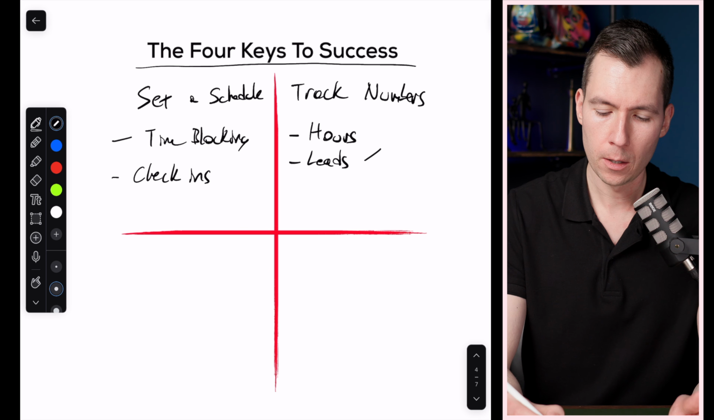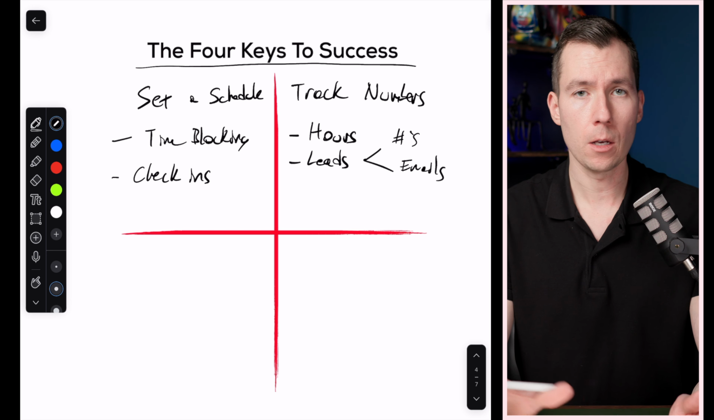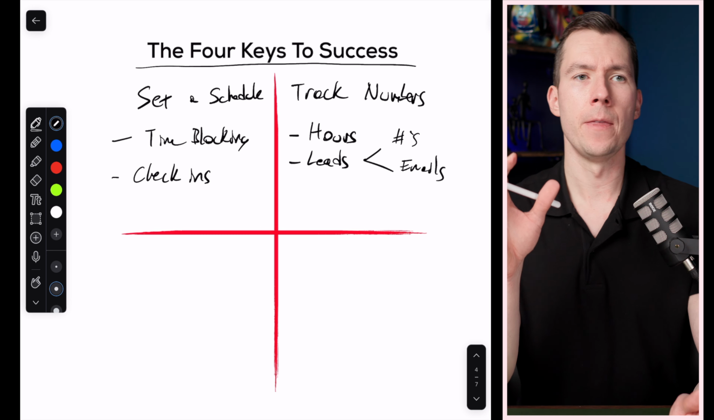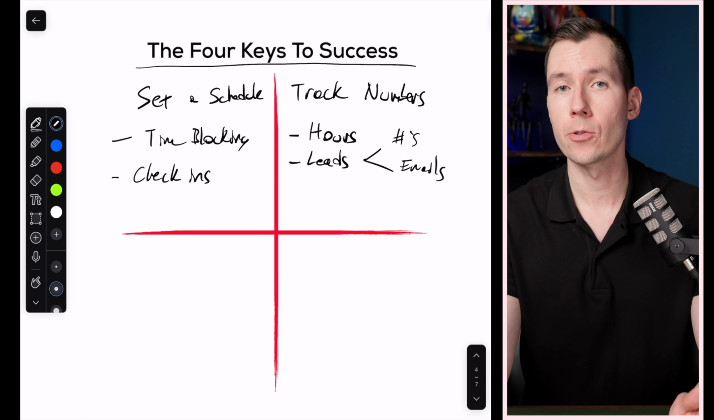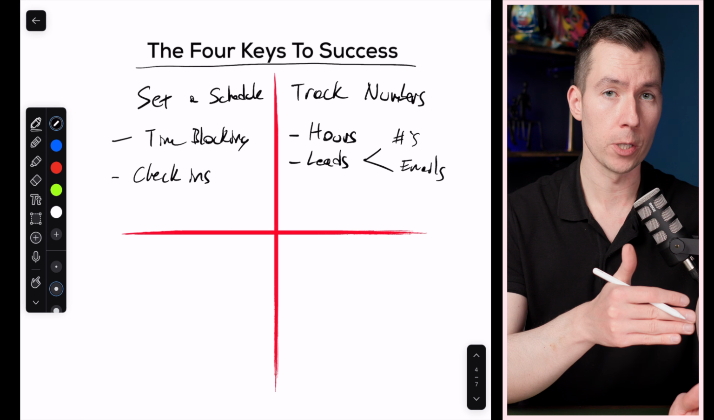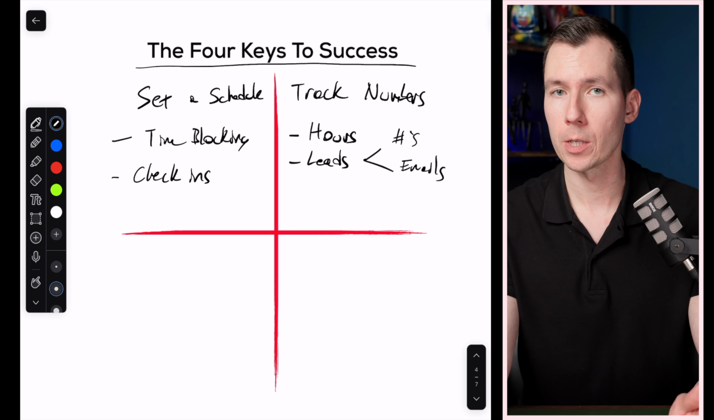So we need numbers and we need emails. If you track all these things on a weekly or monthly basis, and then take a look at how this is actually translating into business, you're going to be able to ascertain whether you should continue with this prospecting method or if you should maybe go to something else.